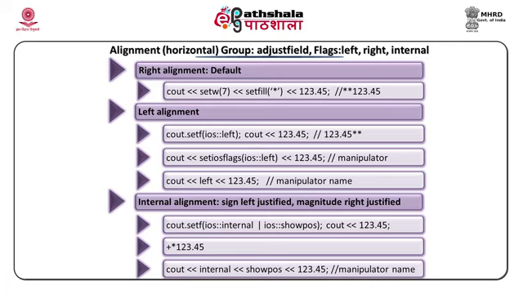How does internal work? Internal, when we specify it, will leave the extra positions between the sign and the magnitude. This is how it differs. That means the sign is always in the left position, and thereafter it will do the alignment for the magnitude.